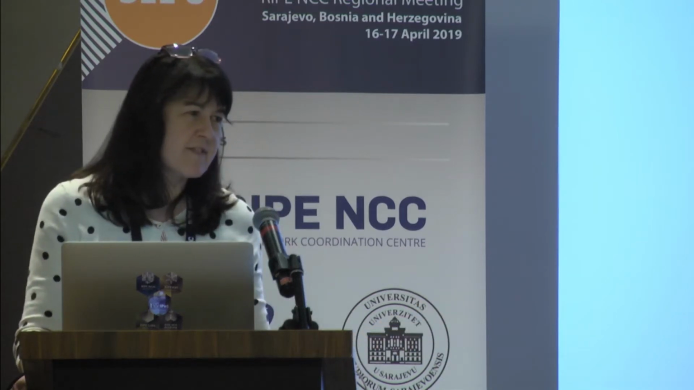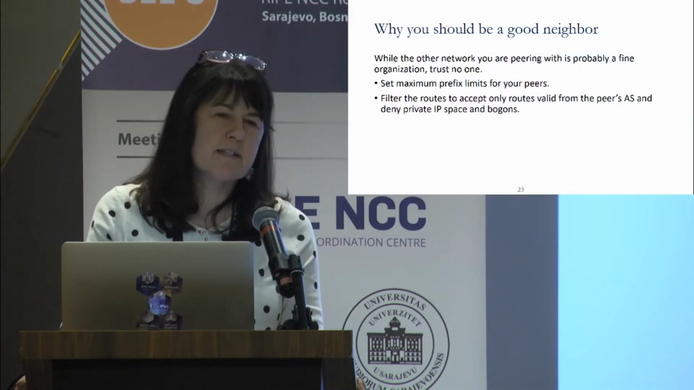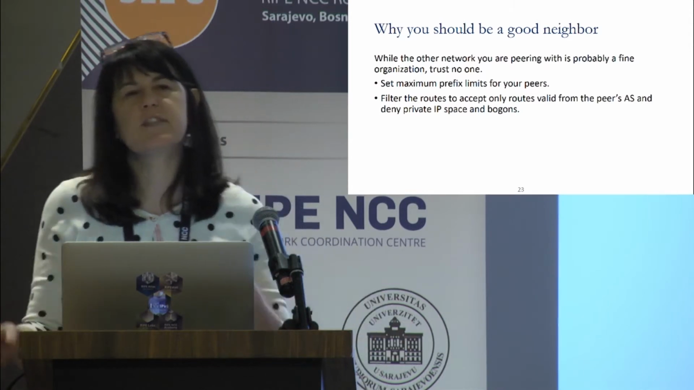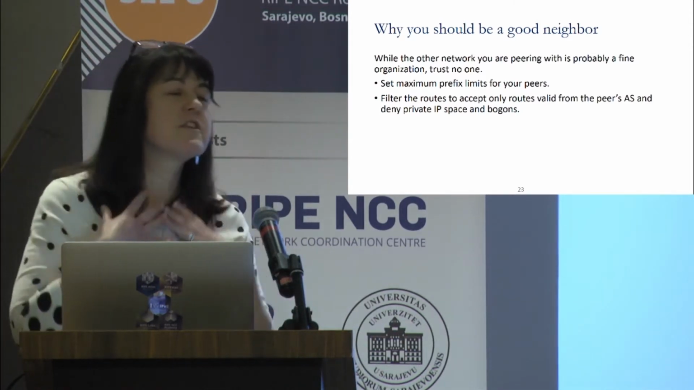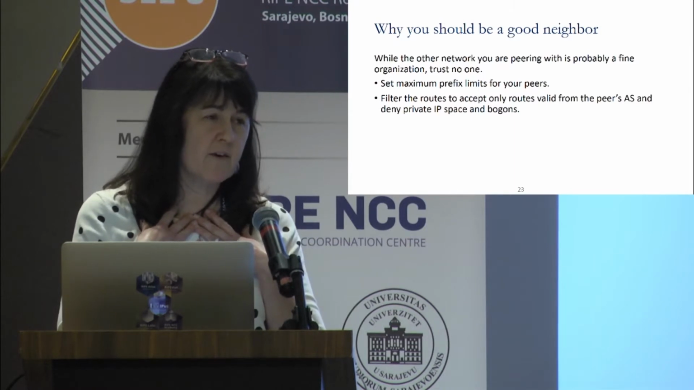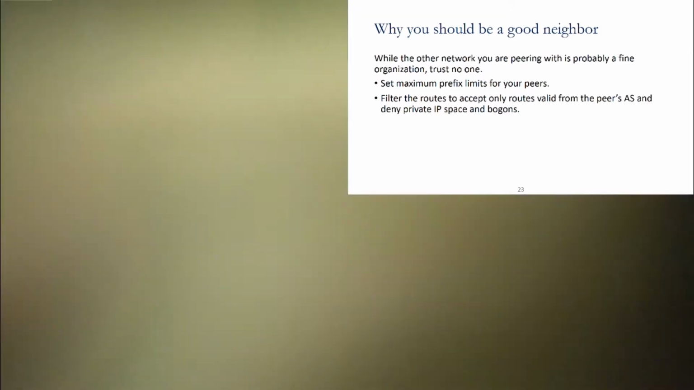Set those maximum prefix limits because honestly, accidents happen. People accidentally advertise routes they don't mean to all the time. This will save you. Filter the routes to accept only the routes that are valid from the peers' ASs and deny private IP space and bogons. Again, you should be doing this for the people that you advertise to, but you shouldn't trust that the people whose routes you're accepting are going to do it. So you should be filtering for that.